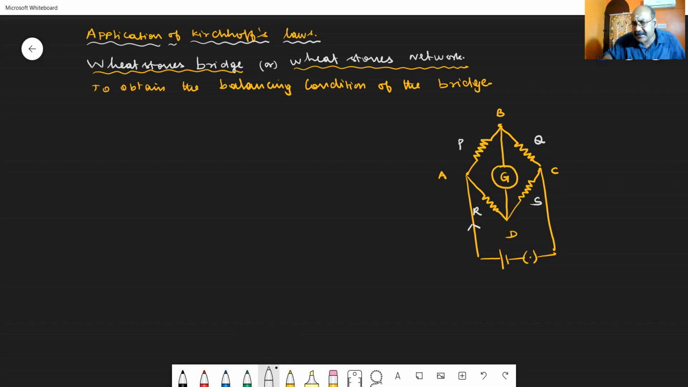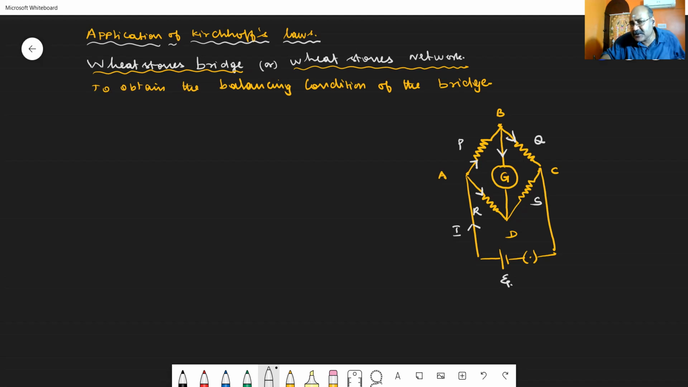Here, the current coming out of the battery having an EMF E is I. When the current reaches junction A, a part of the current flows through P and another part flows through R. The current flowing through P, after reaching B, is again separated into 2. A part flows through the galvanometer and another part flows through Q.